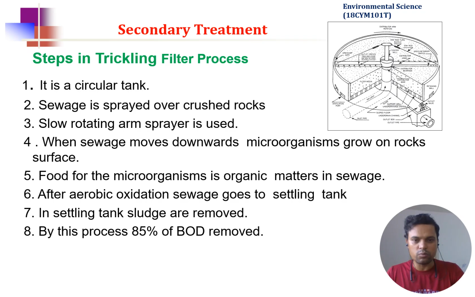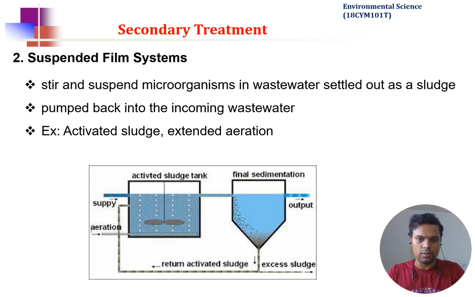When sewage moves downwards, microorganisms grow on the rock surface. Food for the microorganisms is the organic matter in sewage. After aerobic oxidation, sewage goes to the settling tank, and in the settling tank, sludge is removed. By this process, we can remove only 85% of the organic material, so this is not a very efficient process. As I already mentioned, the sludge process is more efficient because it can remove up to 95% of the organic materials, which is very important for that water to be used.